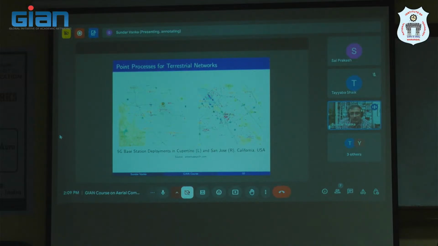So you have two such instances, and you can pick the same thing up for any other city where it's available. I'm pretty sure Hyderabad or Warangal will be very similar.